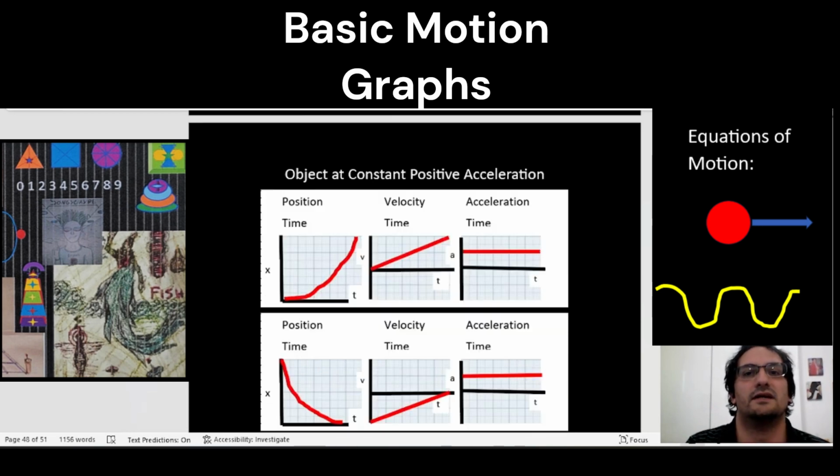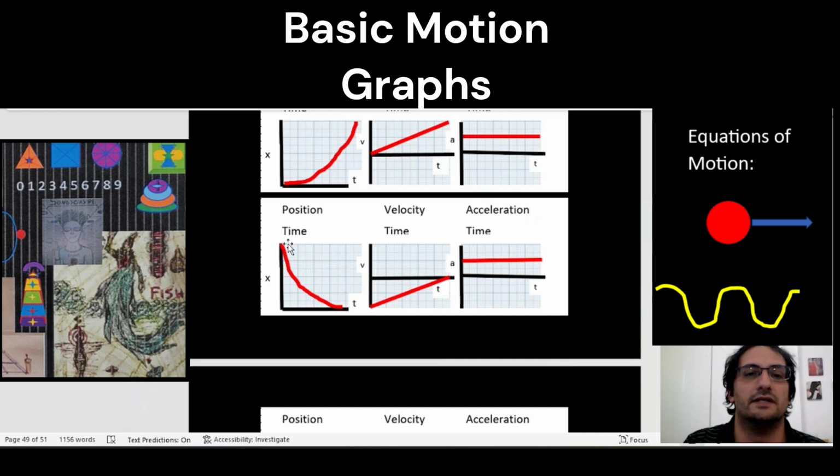An object at constant positive acceleration means the rate of change in position will increase. We start off with zero slope here, so zero velocity, and the slope becomes more positive, so the velocity becomes more positive there. So here we have constant positive acceleration.